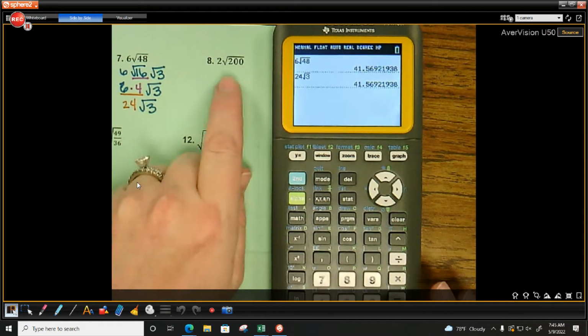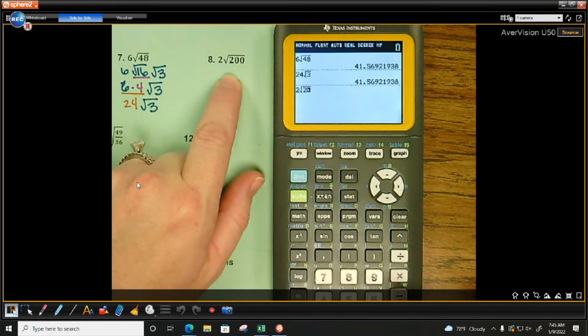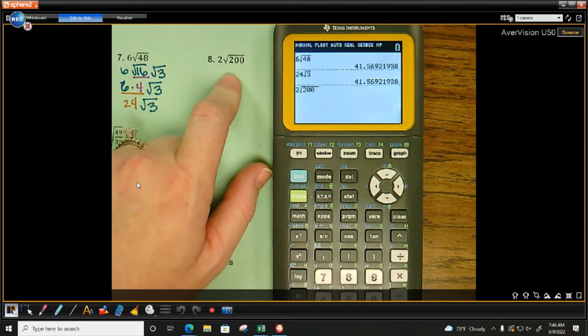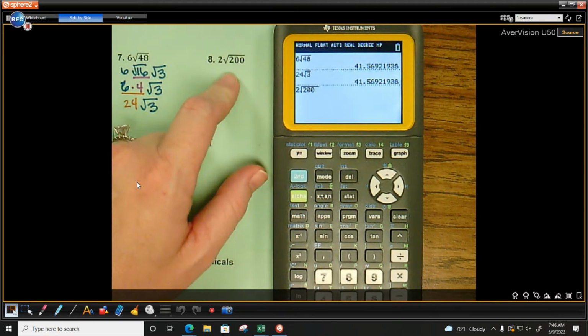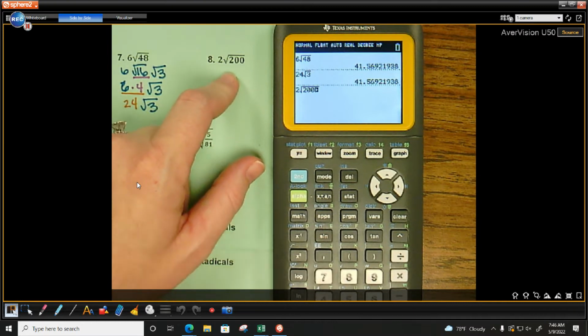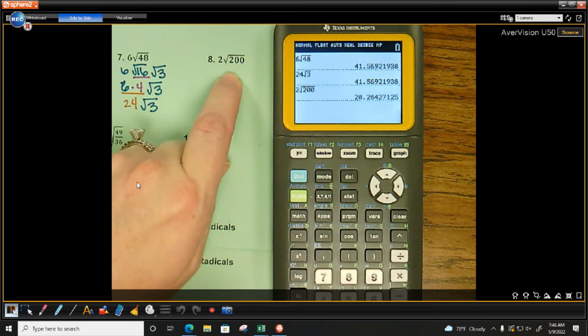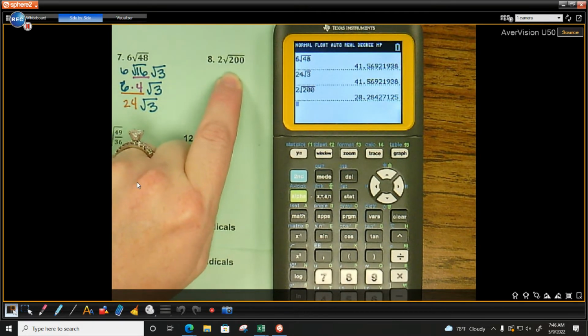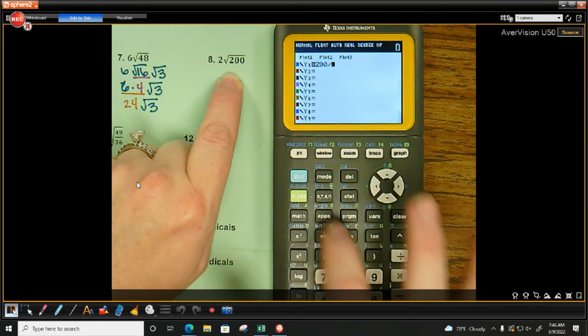So for number 8, again, go directly to the calculator. All radical problems start at the calculator. Sometimes we make this way more complicated than we need to because you try to start simplifying it whenever it's just a whole number, okay? But this one is not a whole number, okay? So I'm going to go to y equals and do 200 divided by x.